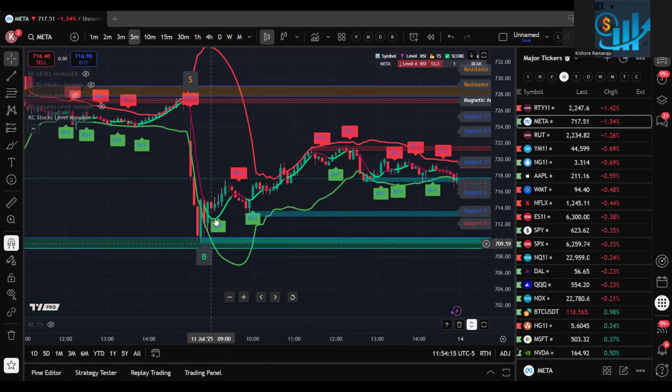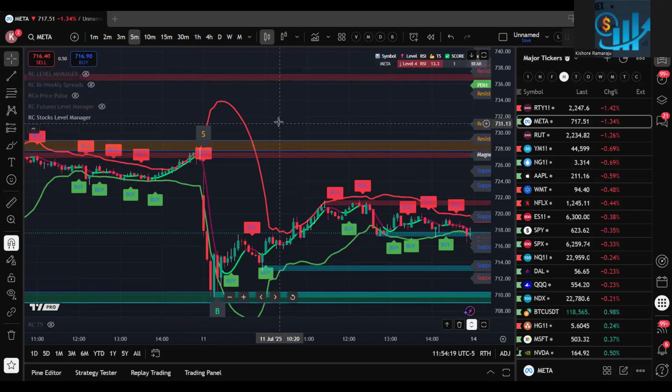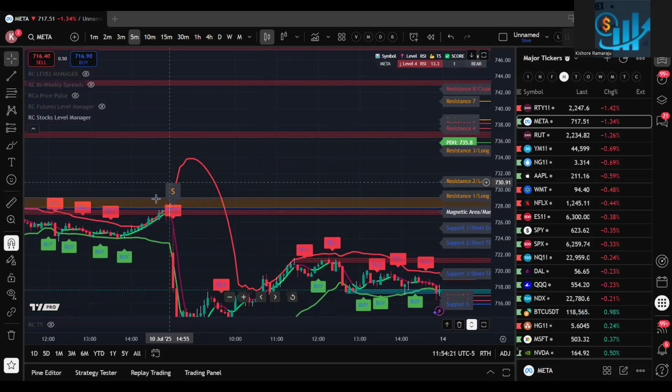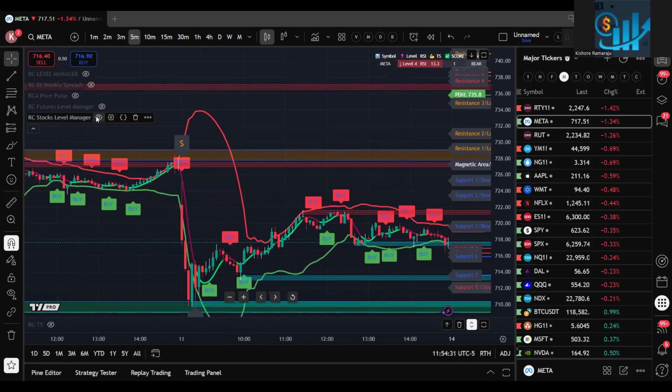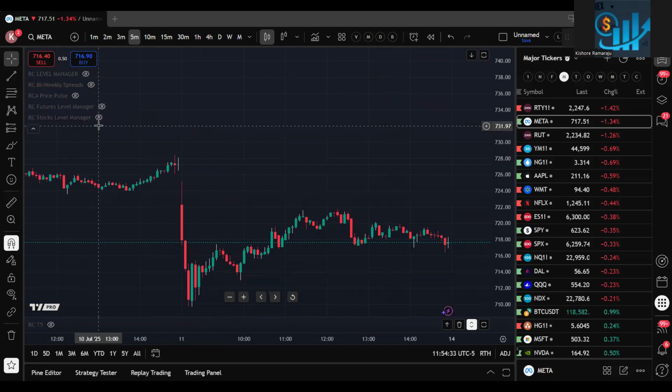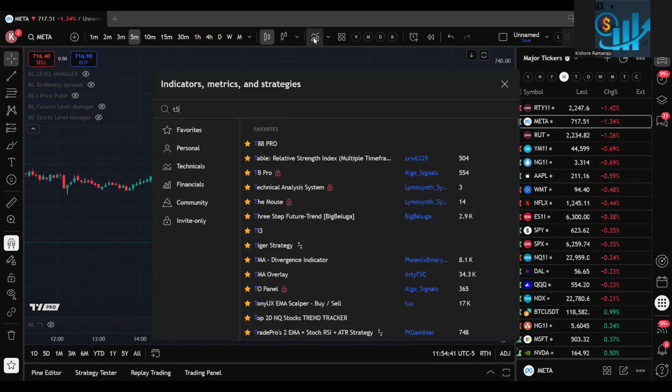So basically, whenever you get a swing buy, you can do the bull puts, or whenever you get a swing sell, you can do the bear calls. Especially if it is on a Friday, you can do the zero DTE, and you can keep money on all those bear call spreads. So one is price pulse, one is T5, futures level, stocks level. These are the four indicators. Then let me show you one more indicator called T55.